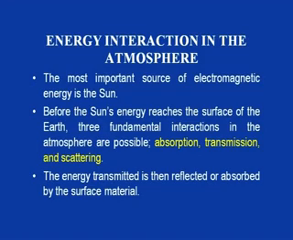The most common source of electromagnetic energy is the sun. Before the sun's energy reaches the surface of the earth, three fundamental interactions in the atmosphere are possible. These are absorption, transmission and scattering. The energy transmitted through the atmosphere is then reflected or absorbed by the surface material.